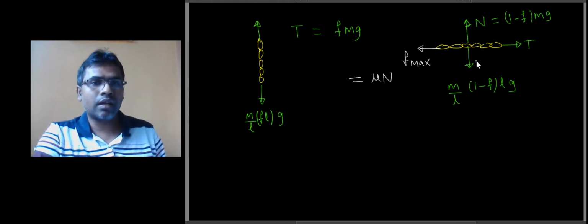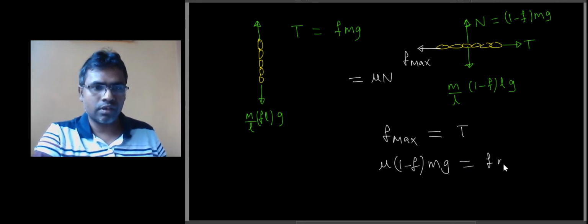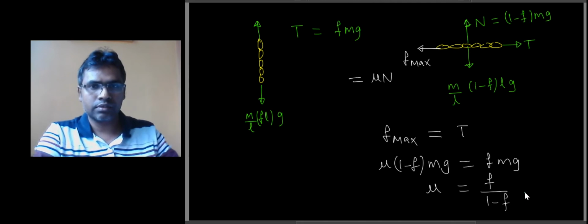So if I take the force which is acting to the left and equate it to the force that is to the right on the chain, we will get the value of mu. So here this is mu times normal. If I substitute mu into (1 minus f) into m into g, that is equal to the tension force, which is f into m into g. So here the coefficient of friction is f over (1 minus f).